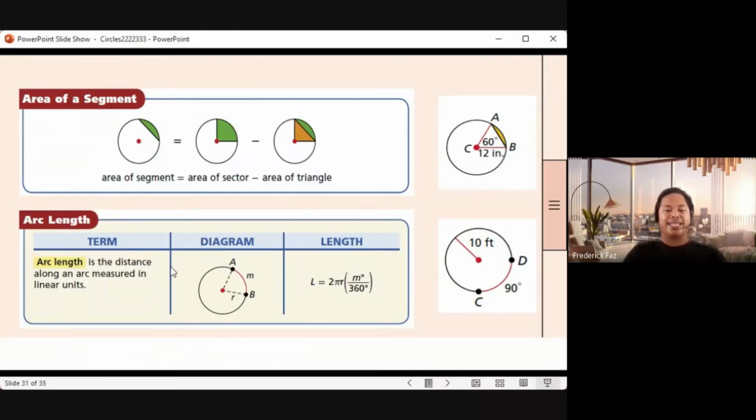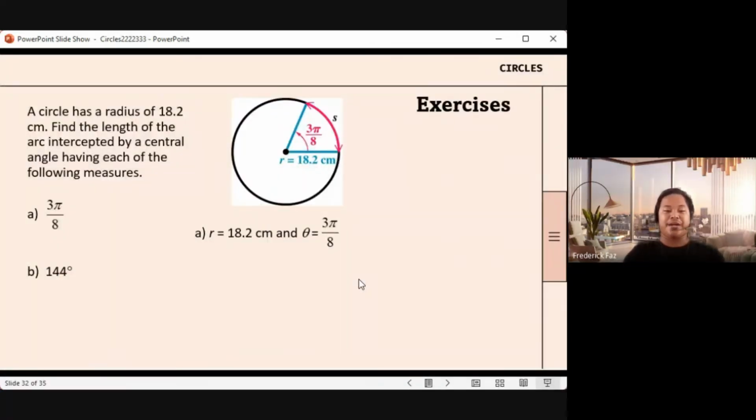The arc length is the distance along an arc measured in linear units. Ang given naman po dito is the measure of the arc in degrees po. Meron po formula later kapag yung given naman po niya ay radian po. So here, in this example po, ang radius po is 18.2 centimeters, and yung ating given po is 3 pi over 8. Since wala pong unit, ibig sabihin ito po ay nasa radian form.